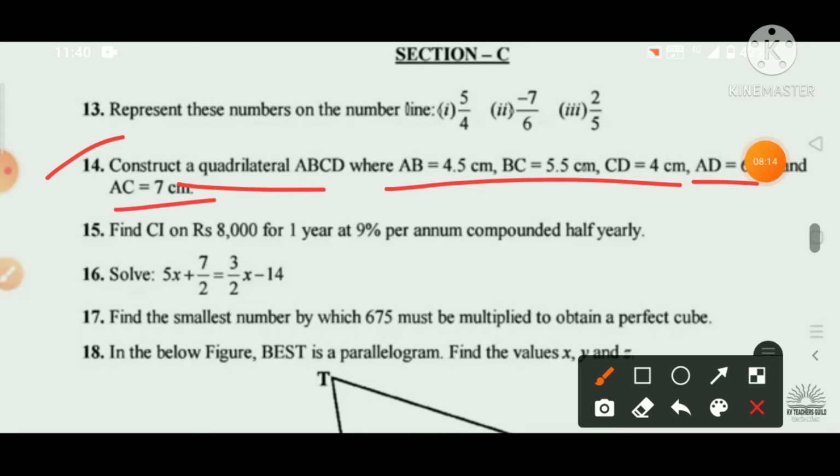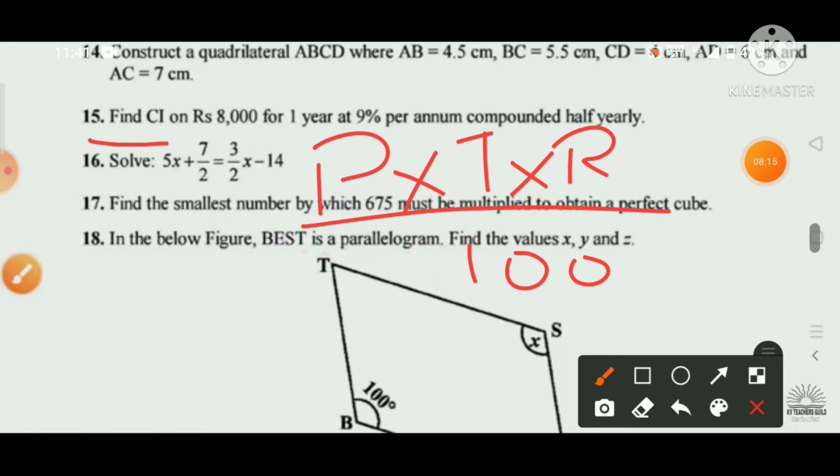So the next question is to find the CI on rupees 8,000 for 1 year at 9% per annum compounded half yearly. The formula for this simplification is PTR by 100. P is 8,000, T is 1 year and R is 9%. Like that you can multiply and cancel these numbers. You can get the answer. Let us move to the next question.